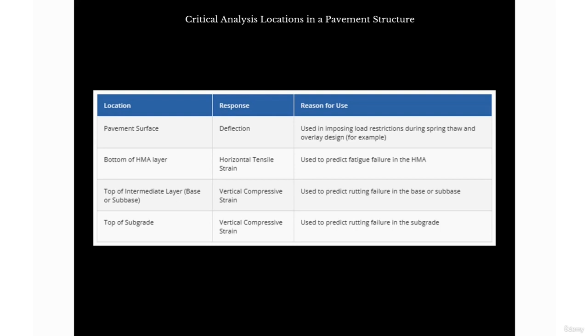The bottom of the HMA layer is used to predict fatigue failure, like I was saying. Then the top of the intermediate layer is used to predict rutting failure in the base. Then the top of the subgrade is used to predict rutting, because rutting will happen if there's a very heavy load at the base. It will just give in, most definitely.